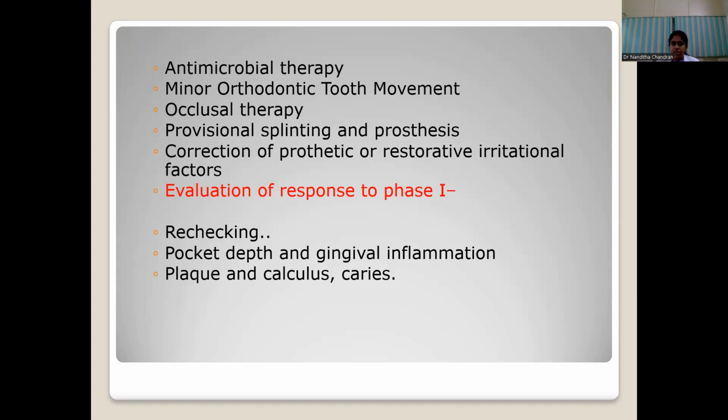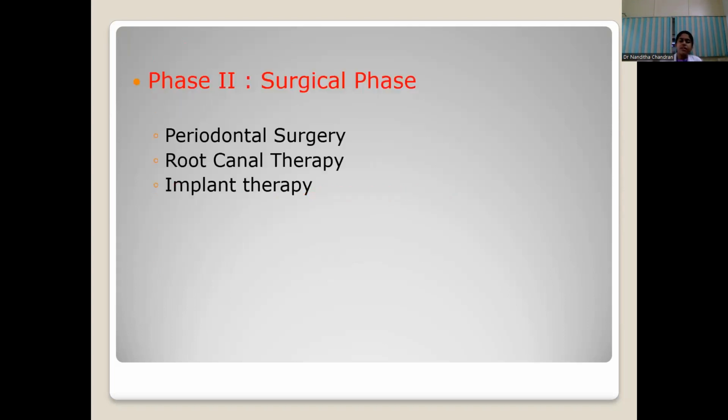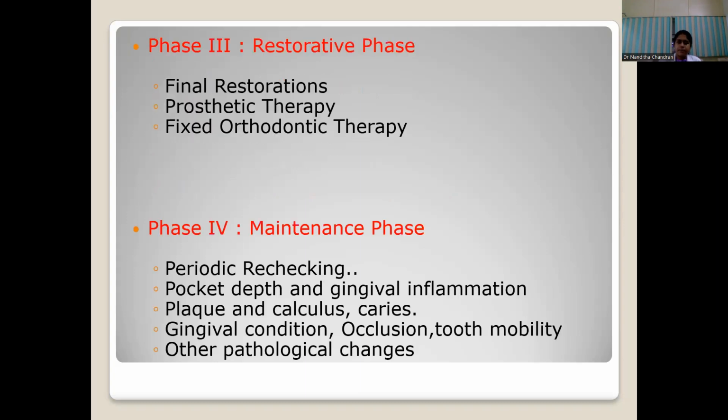After all the above treatments, we re-evaluate the response to phase 1. Re-evaluation means rechecking pocket depth and inflammation, and any plaque, calculus, or caries. Normally, after phase 1, re-evaluation is done after a period of 3 weeks. After phase 1, next is phase 2, also called the surgical phase, in which we do periodontal surgeries, both major and minor surgical procedures, endodontic surgery, that is RCTs, implant placement, and also extractions of teeth.